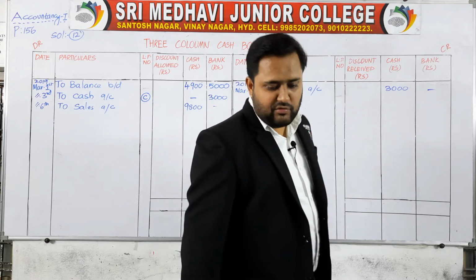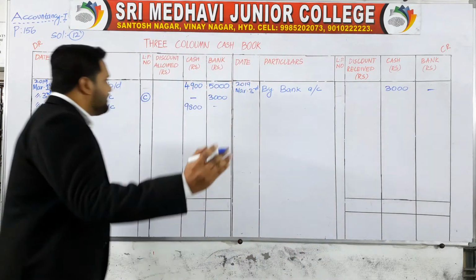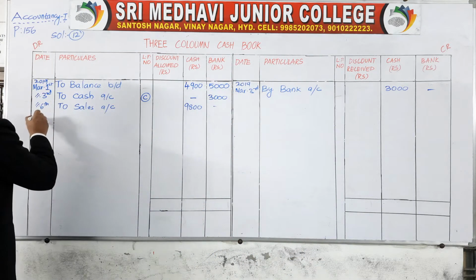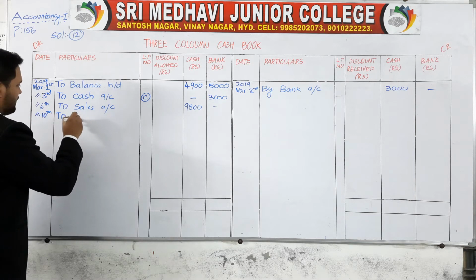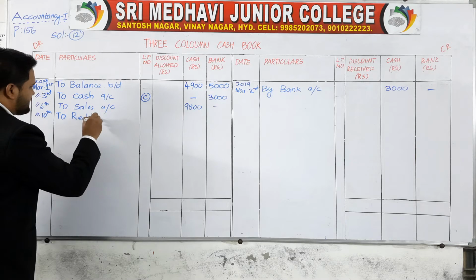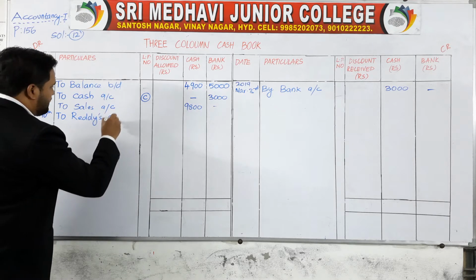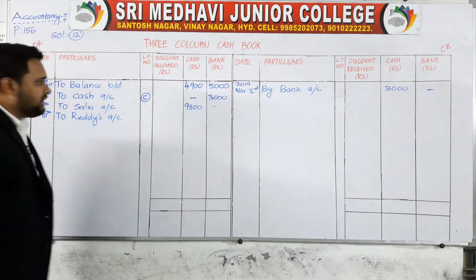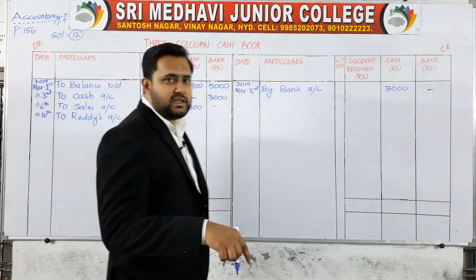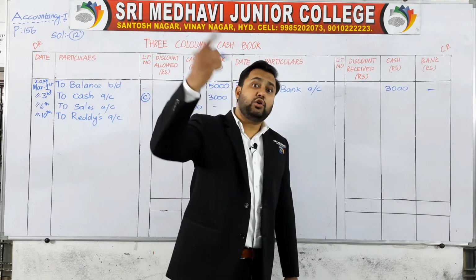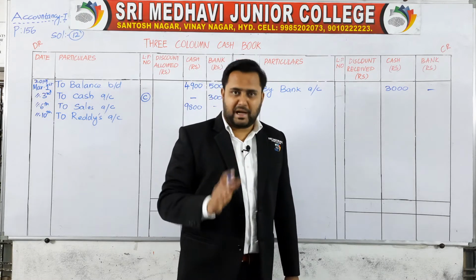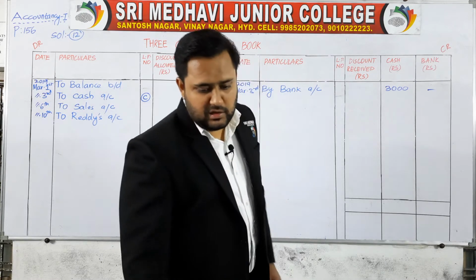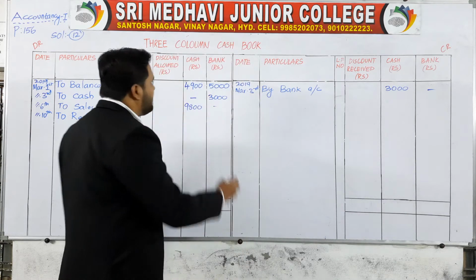Received a cheque from Reddy on date 10th. If you are receiving, write here to Reddy's account. No contra entry, as you are receiving the cheque but depositing on another date. Which means that you should not write the amount in the bank column, but you have to write it in the cash column. How much? 2,500 rupees.